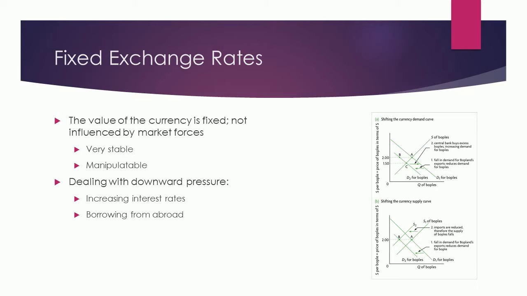The diagram represents how the central bank can buy excess local currency, increasing the demand for that currency. This is an action taken when exports decrease. Another action that can be taken is reducing imports to decrease the supply of the local currency, which improves its value.